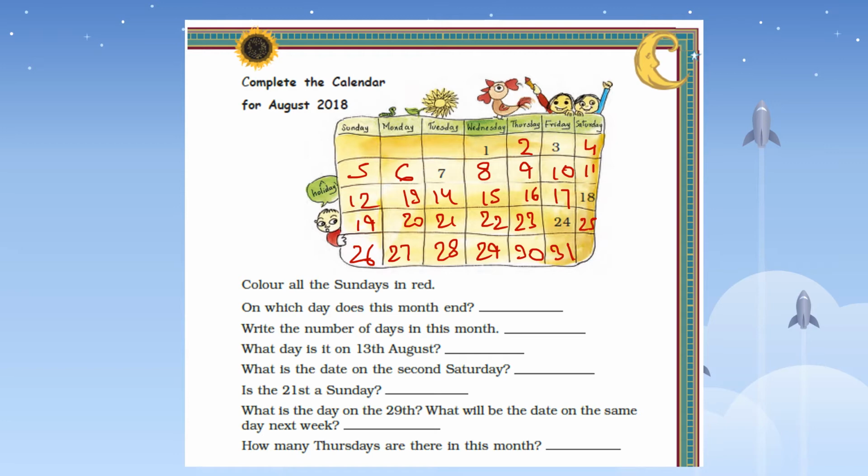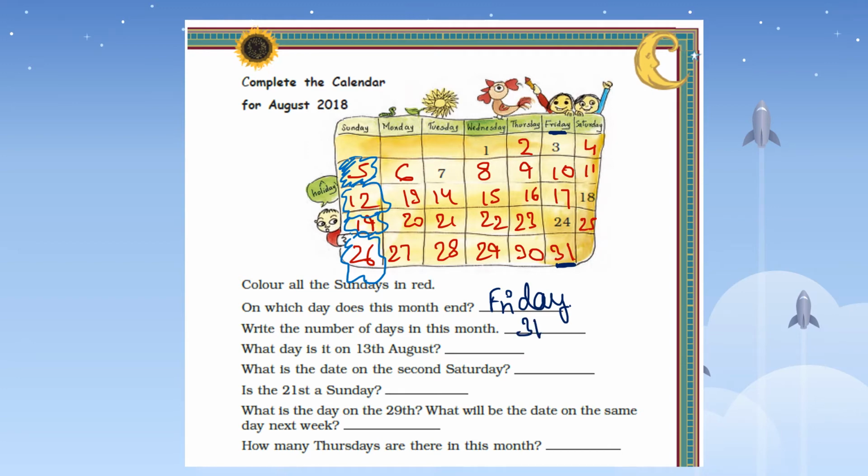Color all the Sundays in red. I'm using red ink already, so I will color it with blue. Color these in blue or red, whichever color you like. On which day does this month end? It ends on Friday, right? Because 31st August is on Friday here. Write the number of days in this month, 31, right?